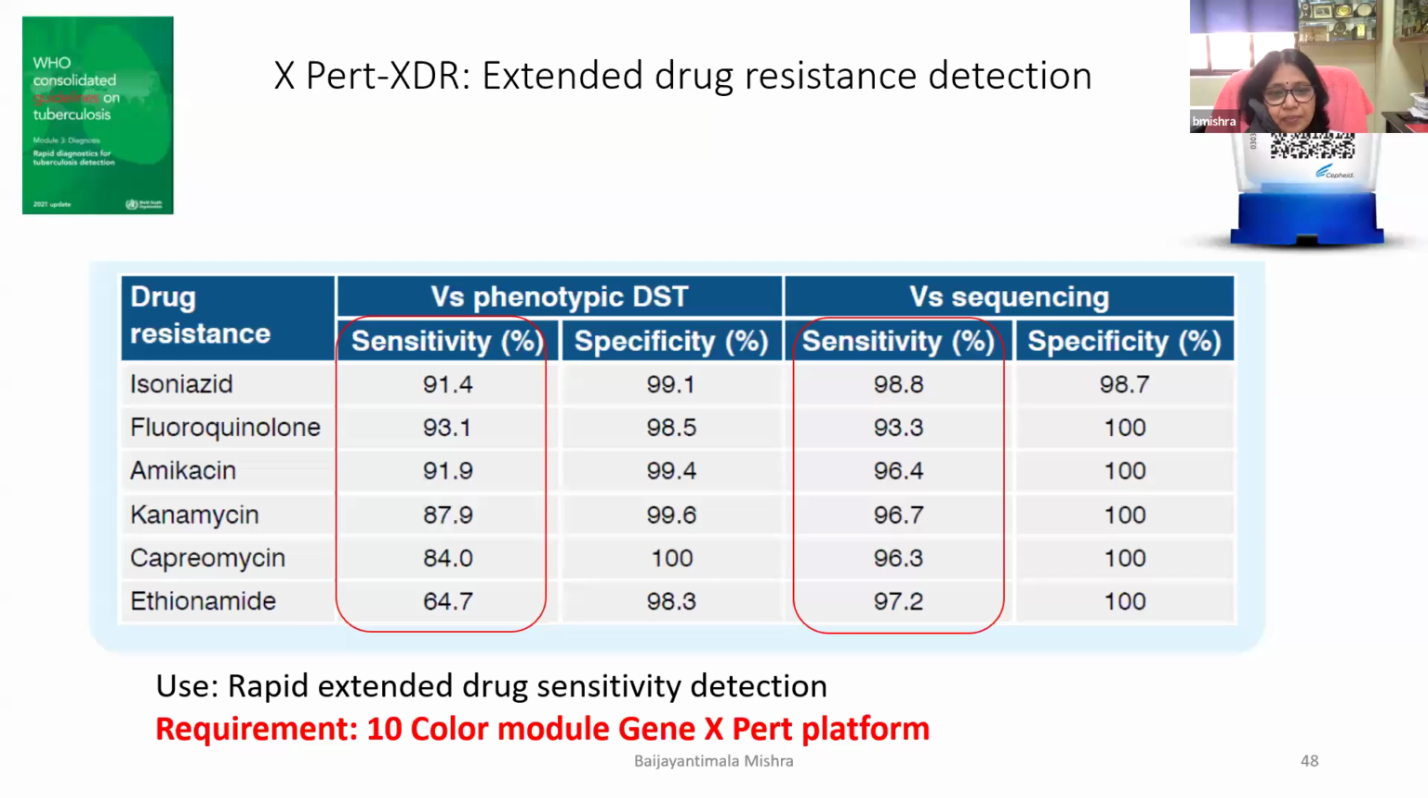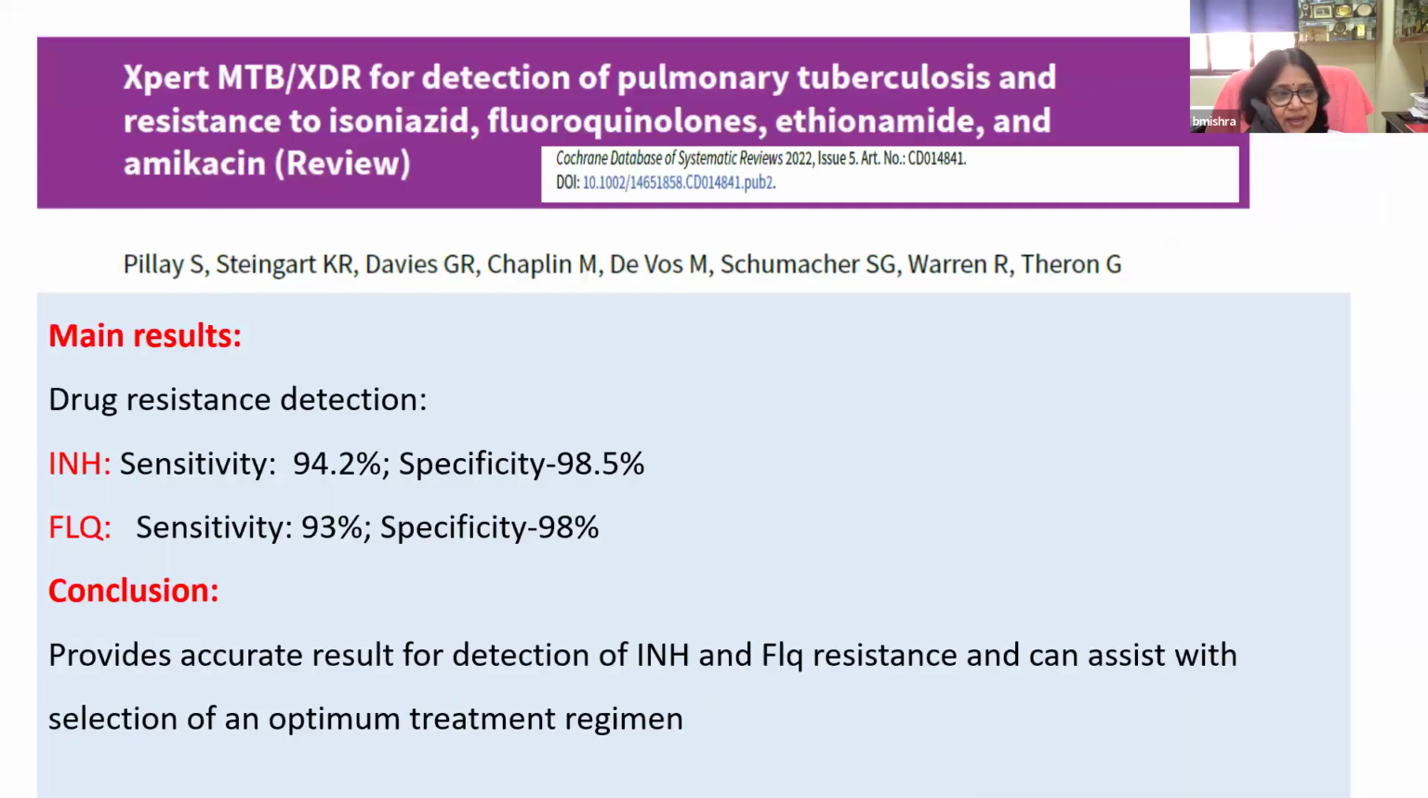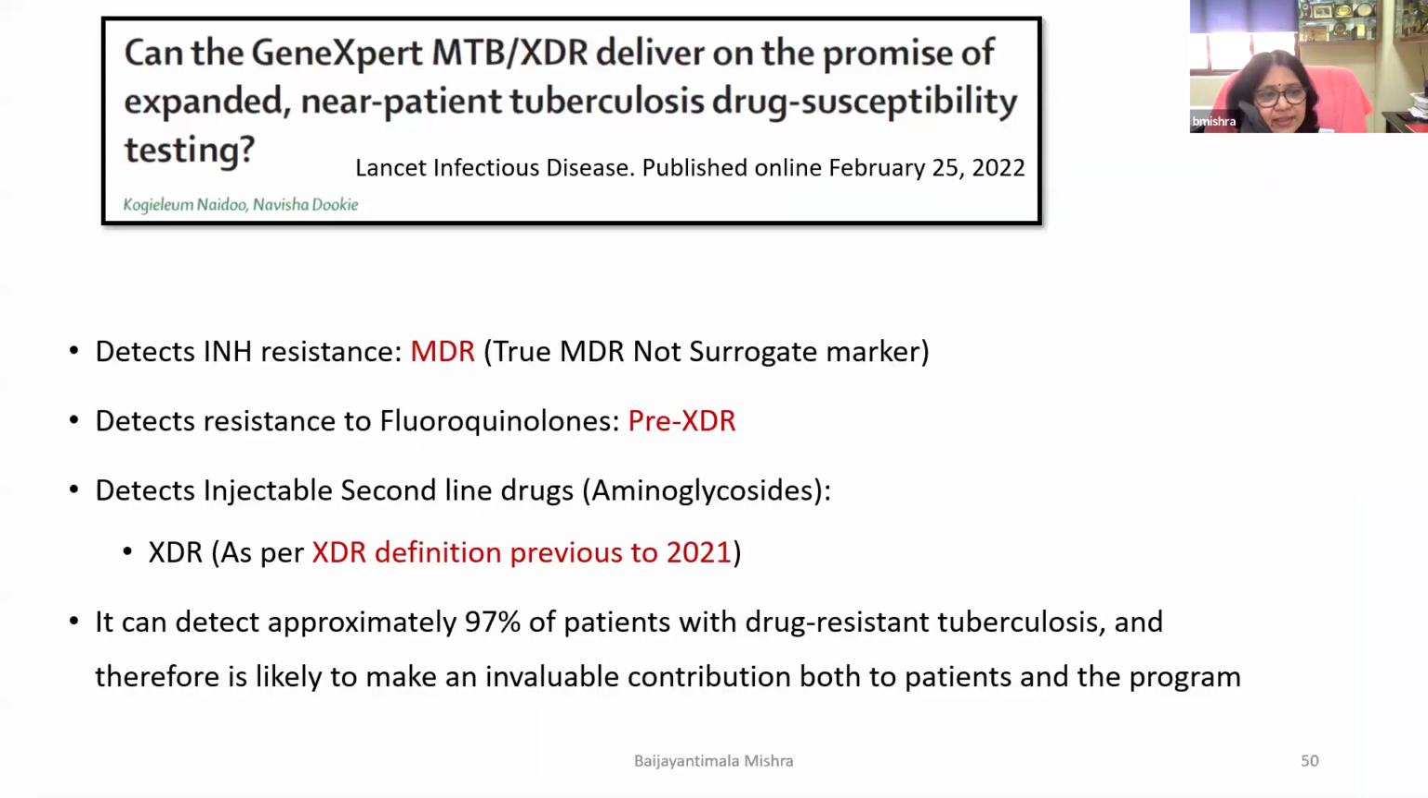Definition for MDR and XDR. So this is a study on using the Xpert XDR, where you can see the sensitivity to INH and fluoroquinolone is all above 93%. This is the result of another study in 2022, where it can detect INH resistance. So it can detect the true MDR cases, not only the surrogate marker like the previous MTB-RIF.